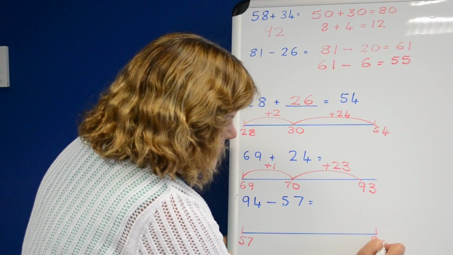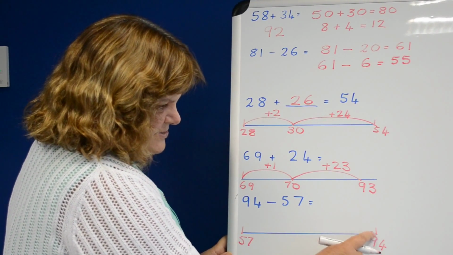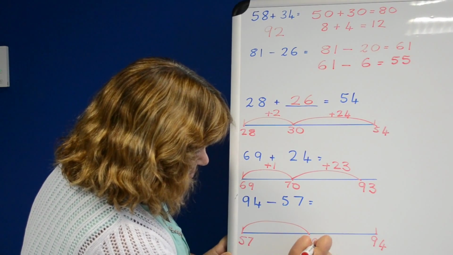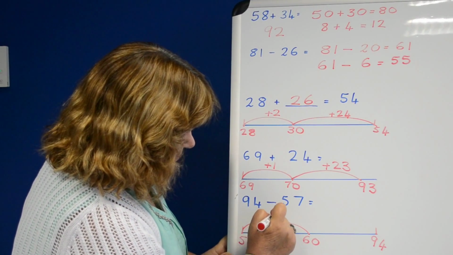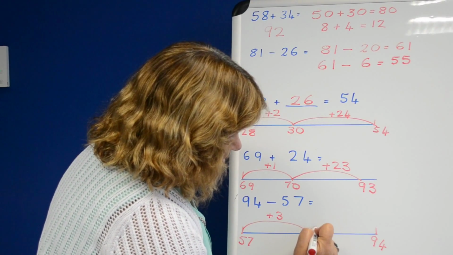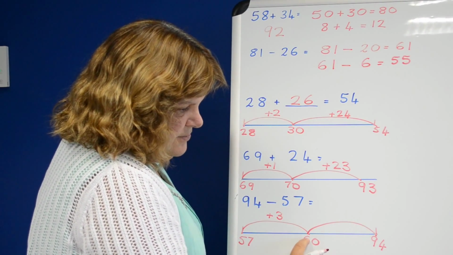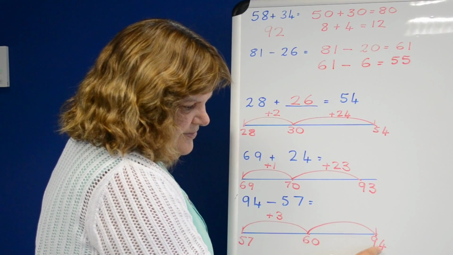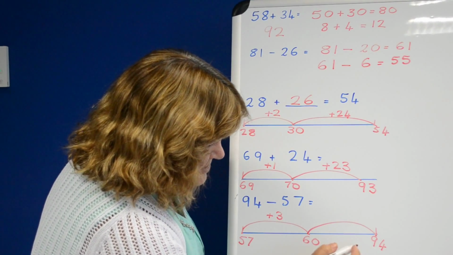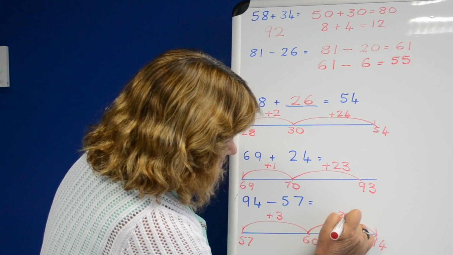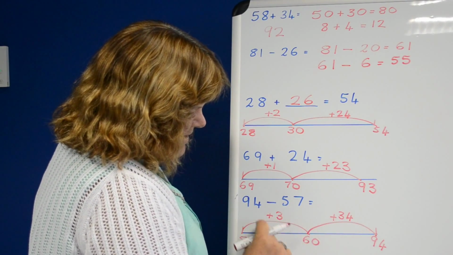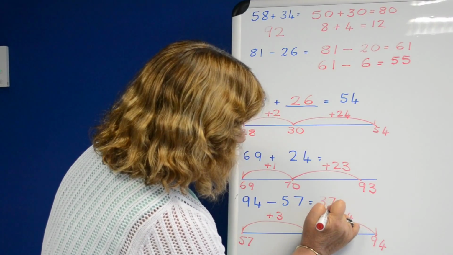So I'm trying to think about how I can jump up to my 94. My first move is to jump to my tidy number, which is going to be 60. So I've got plus 3. To get from 60 way up to 94, I'm going to do it in one jump. Some people might like to jump to 90 first of all and then on to 4. Both ways will get the same answer, but I'm going to jump right up to 94. So the answer there is 34. I've jumped 3 and I've jumped 34, so my answer altogether is 37.